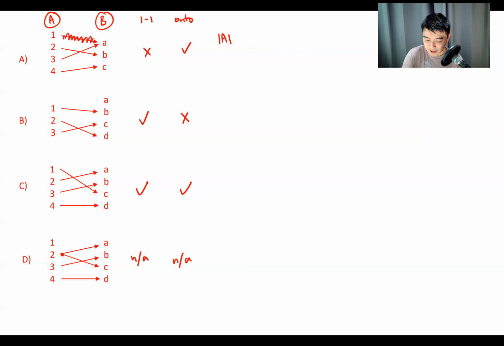When the size of A is bigger than the size of B, then there are no one-to-one functions. There can never be any one-to-one functions. Take a second just to verify that. Make sure you're okay with that point. But I'm going to make the same point for part B.